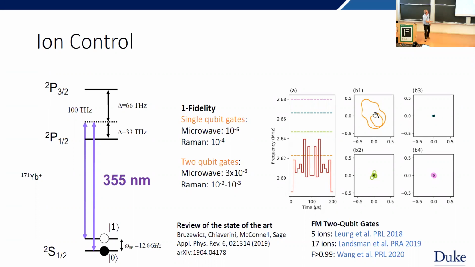This is like community values. So the best single qubit gates are like 10 to the minus 6 with microwaves. Raman gates now are 10 to the minus 3 for 2 qubit gates. And there's a really nice review article, The State of the Art, from 2019 from the group at Lincoln Labs, which I recommend reading for more details.